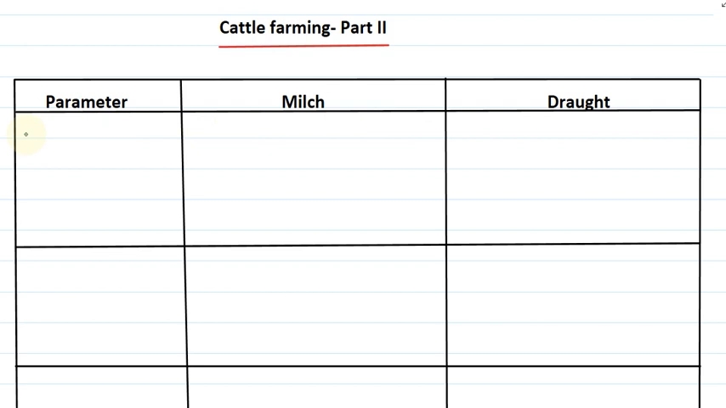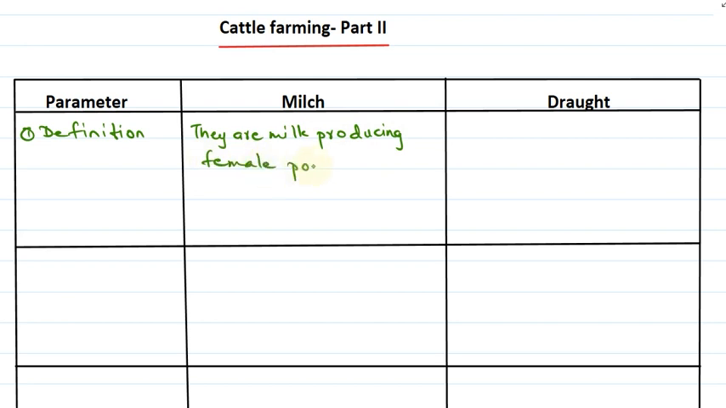The first parameter that we would consider here is the definition. So what are milch animals? They are the milk producing female population of cattle or of animals.